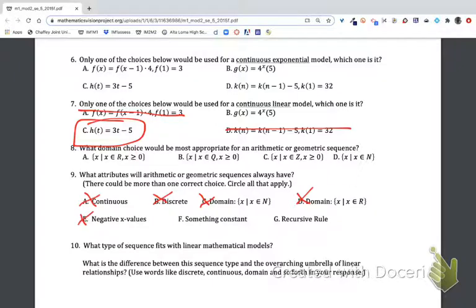We know that there may not be negative x values all the time. We do know that there is something that's going to be constant. There will be a constant linear change or a constant ratio. We also know that there is some sort of recursive rule that I can always create to find the next step in a sequence.